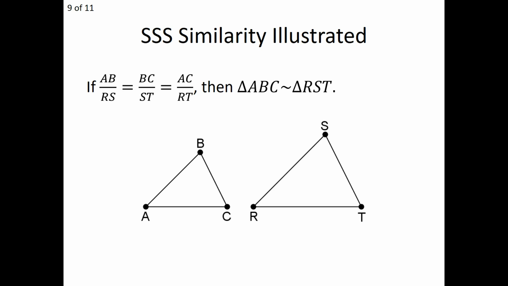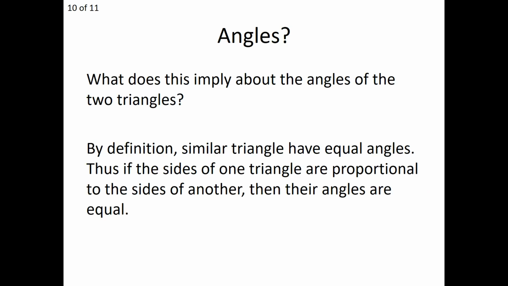So again, what can we draw from similarity? Well, now we know something about the angles of these two triangles. We know all three sides are given to us as proportional, which means then all three corresponding angles are equal in measure, because we can tap again into the definition of similar.